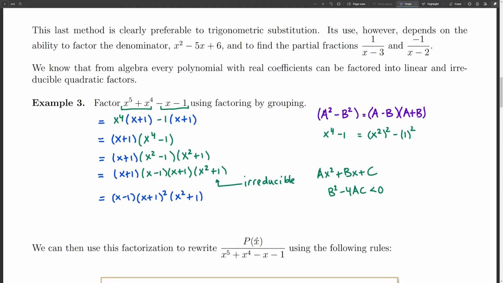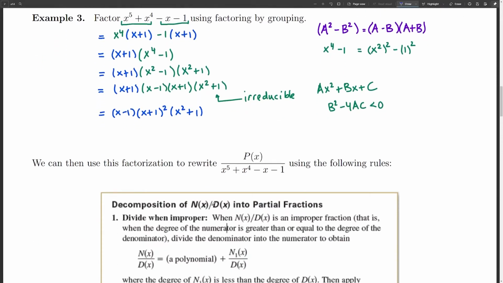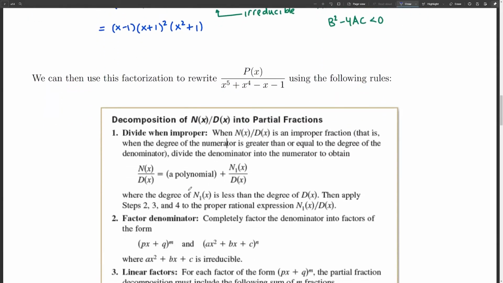So we're going to use that factorization to rewrite a fraction where the numerator is a polynomial p of x. And how you do that is what we're going to talk about next. So this process is called the partial fraction decomposition. And the first thing we have to check is that when we have a fraction, we need to look at the degree of the numerator and the degree of the denominator.